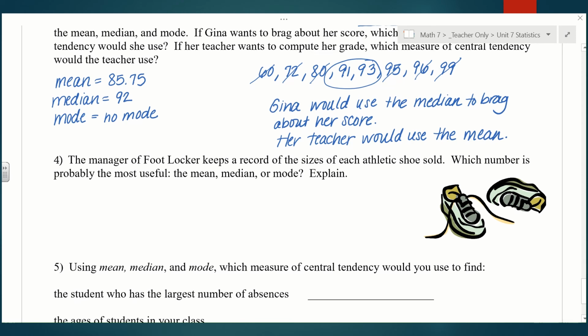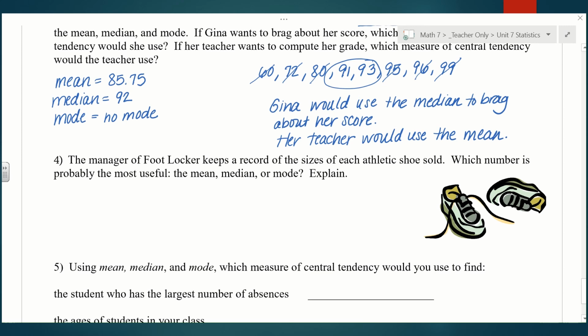Okay, so let's pretend we own a shoe store, Foot Locker, and you're the manager and you're trying to figure out which size shoe is best to keep in stock. Let's say you keep records of any customer that comes in and you write down their shoe size. And you're going to look for the mean, the median, and the mode of all of those shoe sizes that were bought. What makes sense to make sure that you're keeping in stock?